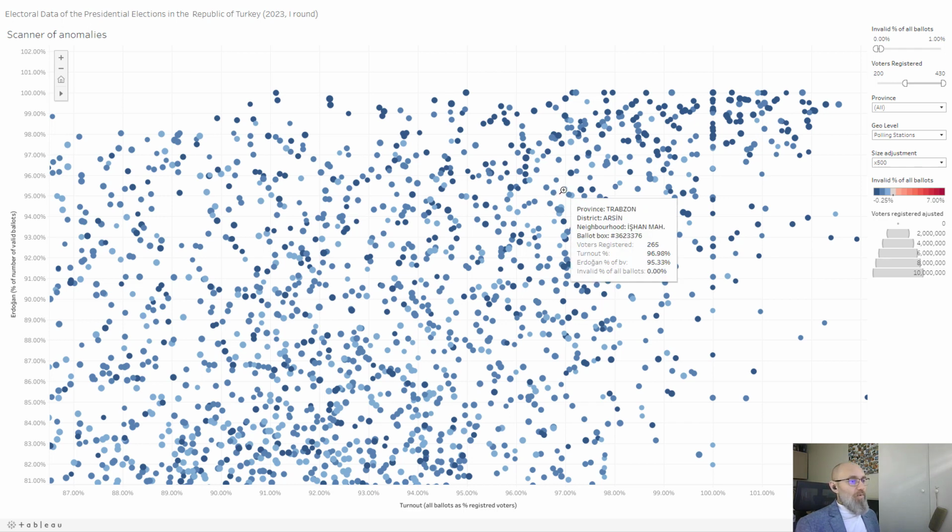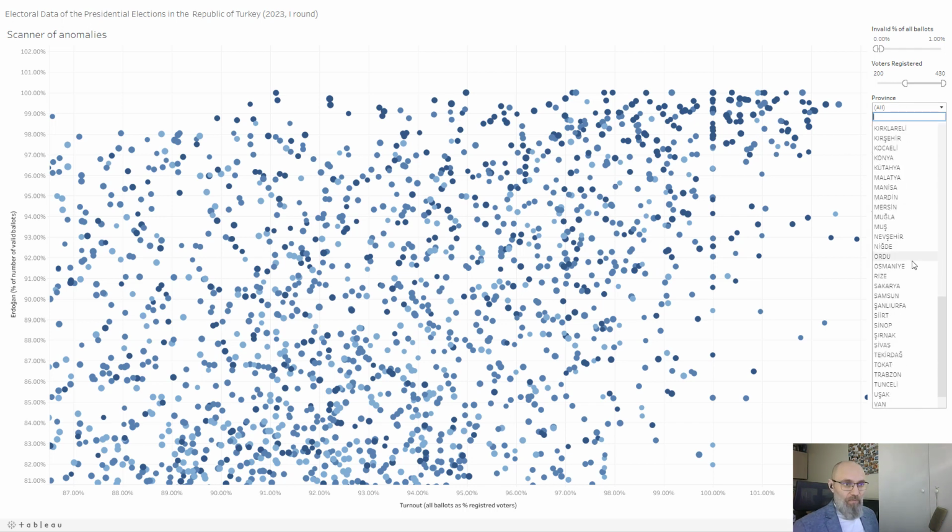Here we are. We have polling stations that, for example, you see the province Trabzon and districts also, neighborhood size, ballot box, this and that. 265 people made 0 mistakes. It's very interesting. And at the same time, they gave how much, 97% turnout, and they voted for the incumbent 95%. Quite a place. Okay, Trabzon.